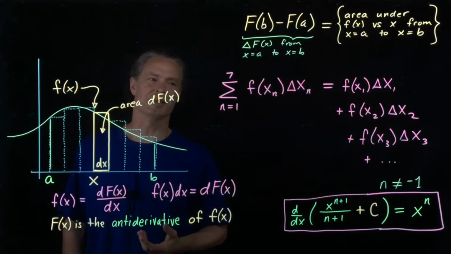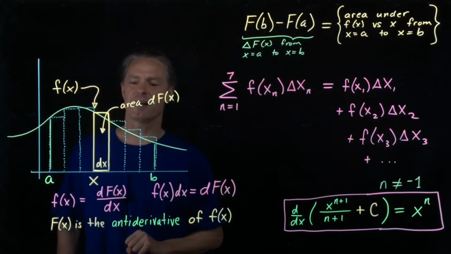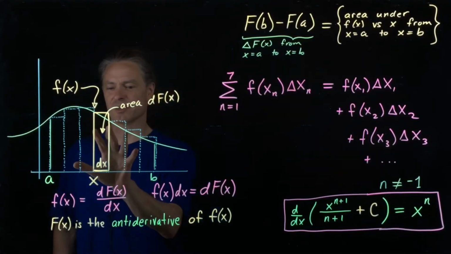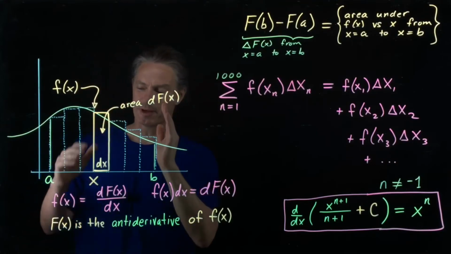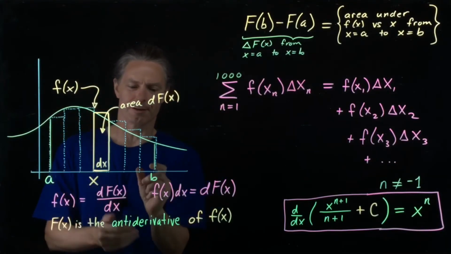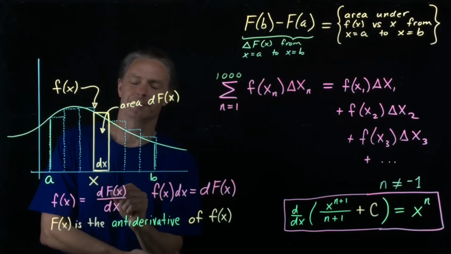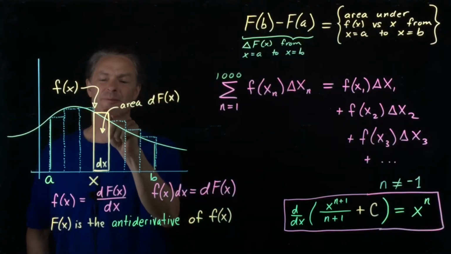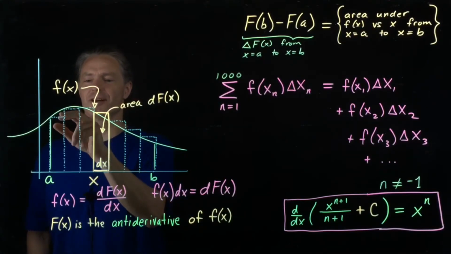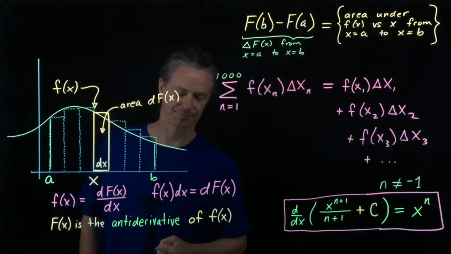We can visualize that. Imagine instead of having 7 rectangles, we had 1,000 rectangles. I can't make that change here, but I can make that change here. Now, if we packed 1,000 rectangles in here, all the delta x's would necessarily be much smaller, and these overhangs would be much smaller, and these underhangs would be much smaller. And we have a much better approximation.